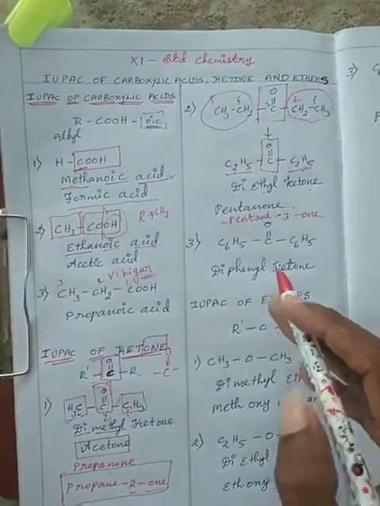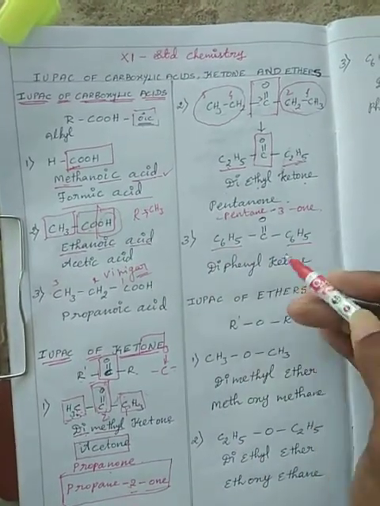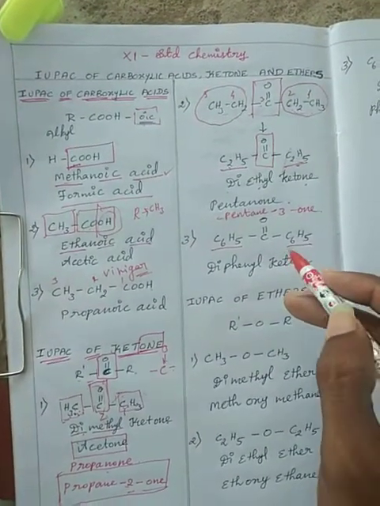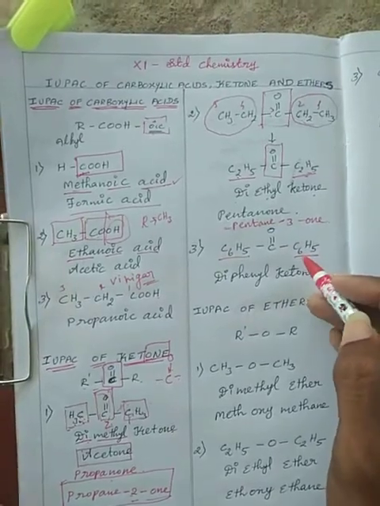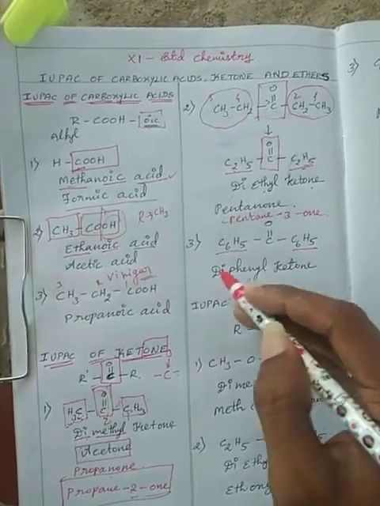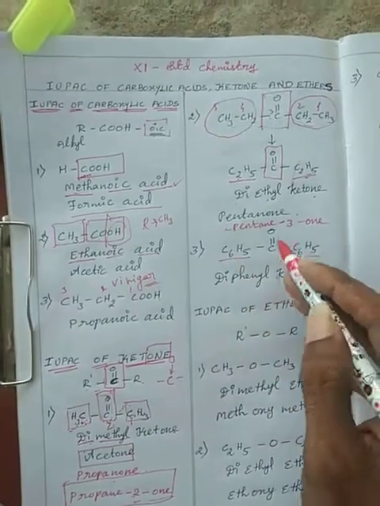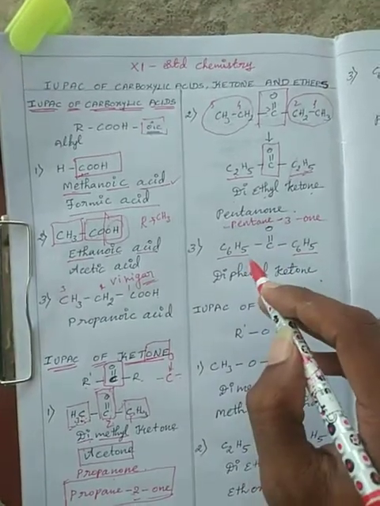So next will be the phenyl group. The phenyl group is C6H5. Next, you will consider that the same functional group repeated 2 times is also di. So phenyl, diphenyl ketone. So how is the IUPAC name followed?